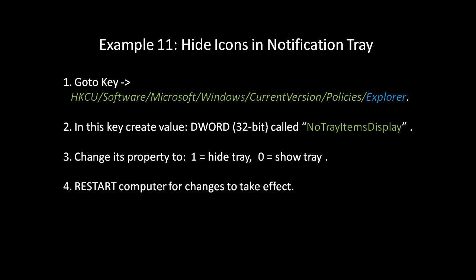In example 11, we're going to hide the icons in the notification tray. To do this, we're going to go to HKey Current User Software, Microsoft Windows Current Version Policies, and create a key called Explorer if we need to. In this key, we're going to create a 32-bit DWORD value called NoTrayItemsDisplay. It's Boolean, so we're going to change its property to 1 to hide the tray or 0 to show the tray. Also, we'll need to restart the computer for the changes to take effect.